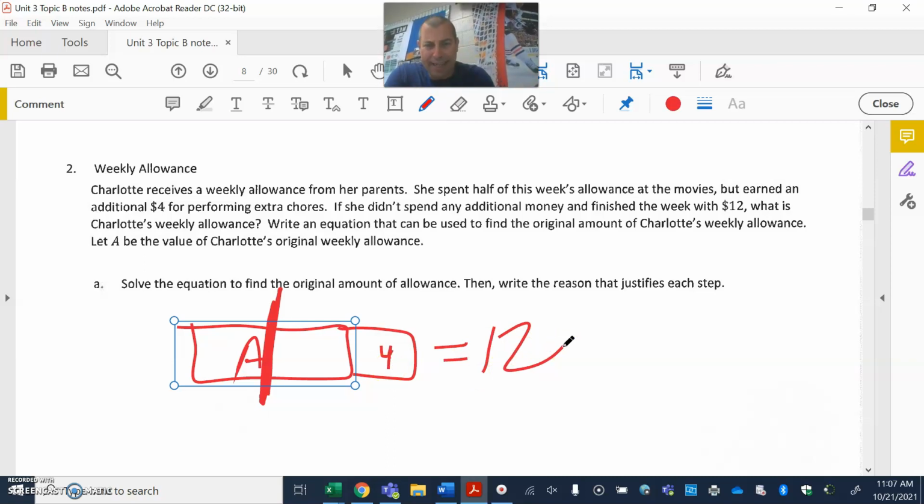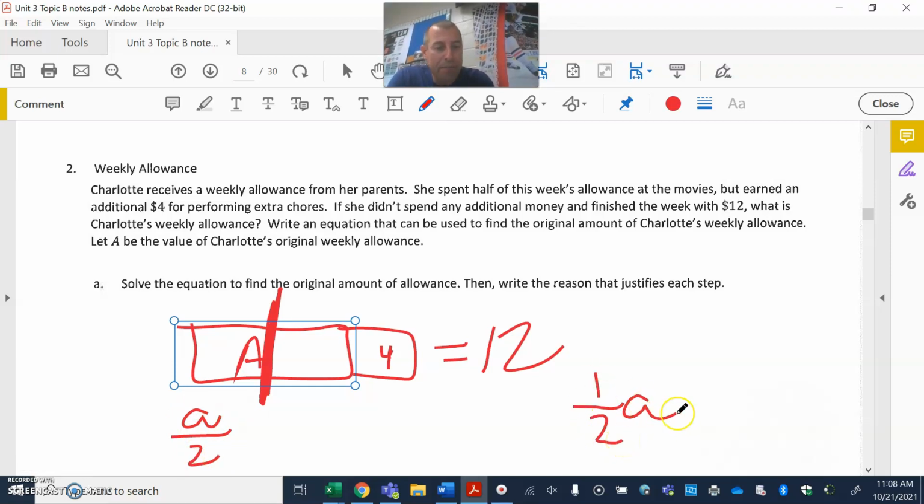Let's go back to this allowance thing. She spent half of it. How do you take half of something? Well, we can divide it by 2 or multiply it by half. So do you want to say take the allowance and divide it by 2, or do you want to say take 1/2 and multiply it by the A? It's the exact same thing when it comes down to it. But we do know she got $4 additional, and she finished with the 12.